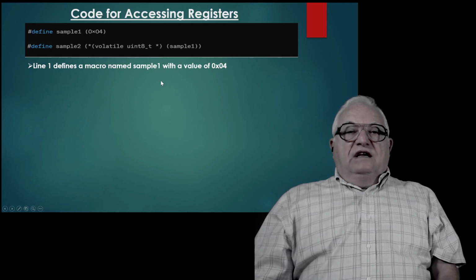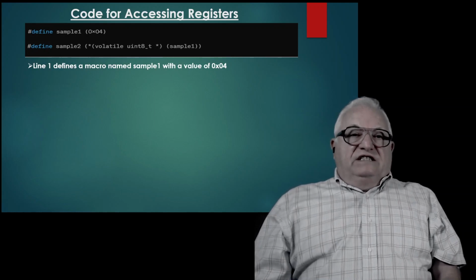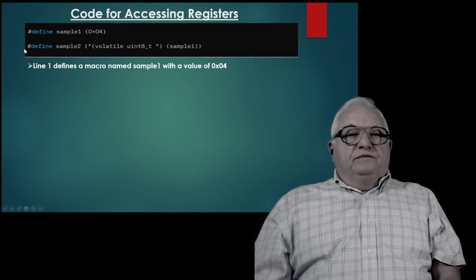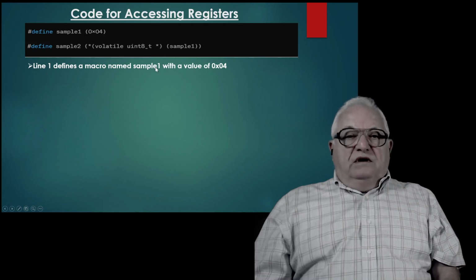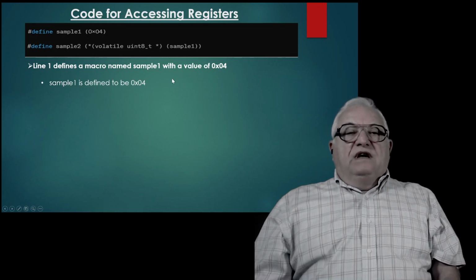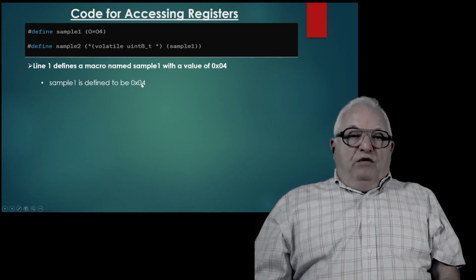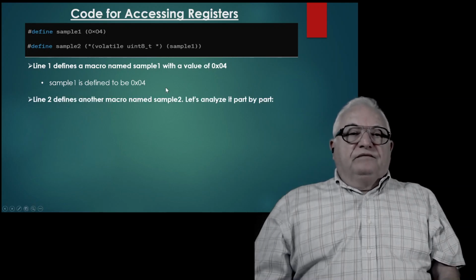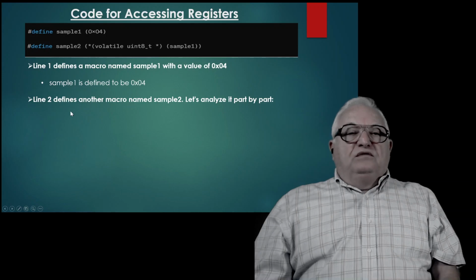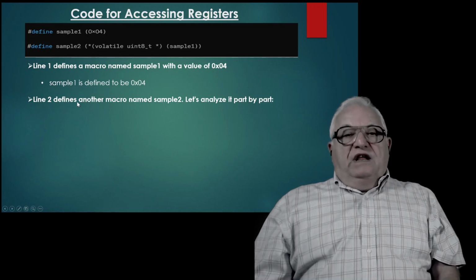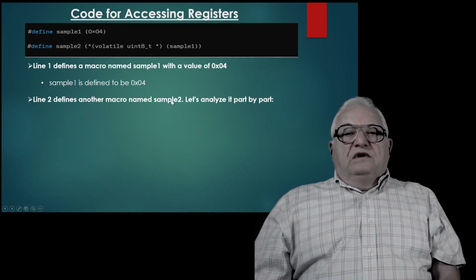So let's dissect these lines of code. Line 1 defines a macro named sample 1 with a value 04. So sample 1 has the value 04, which is going to represent the memory location of our register. Now line 2 defines another macro named sample 2. Let's analyze it by parts.